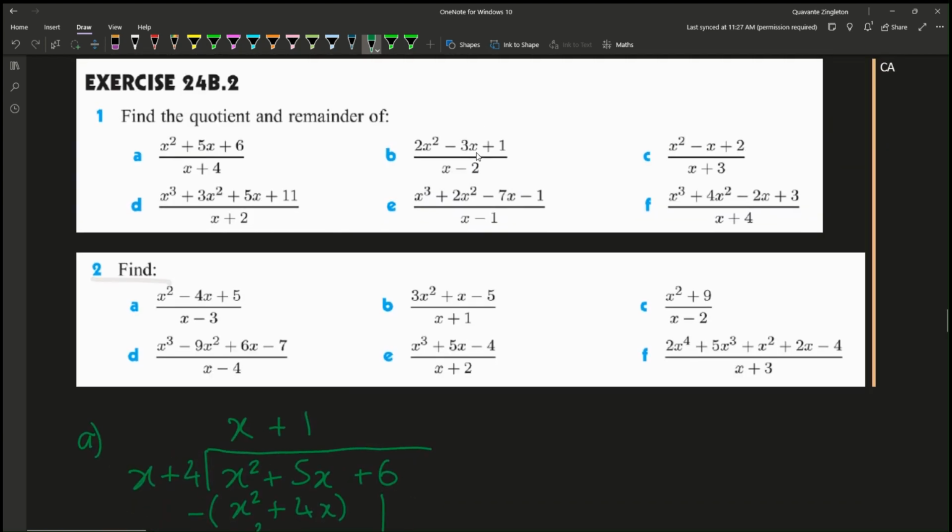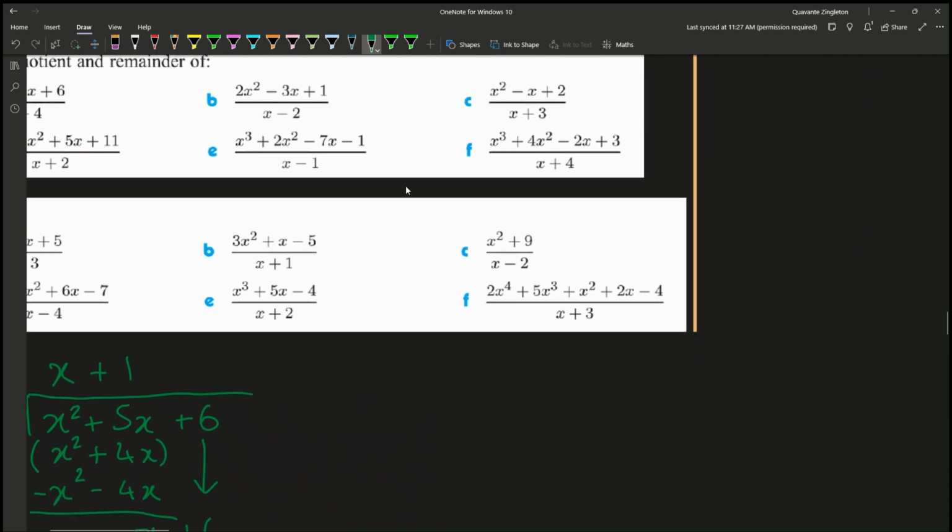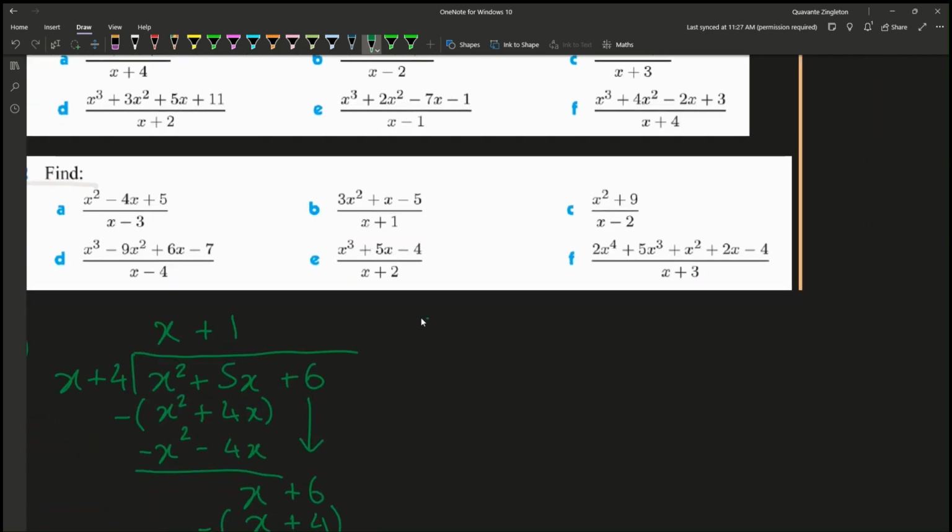Okay. We can go through another one. This one has a minus sign, so this could be good. Let's do B.